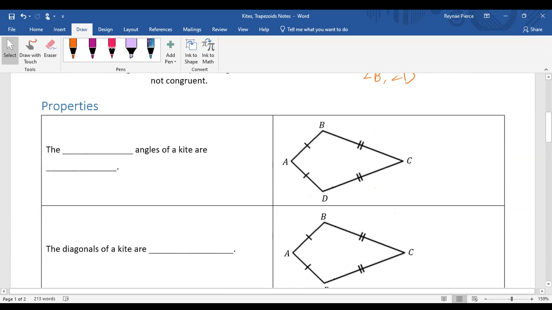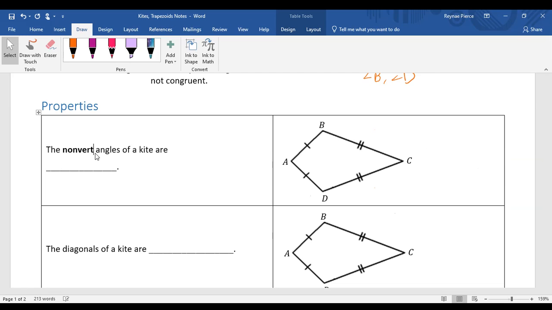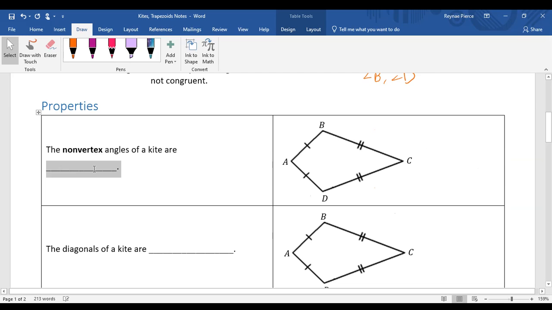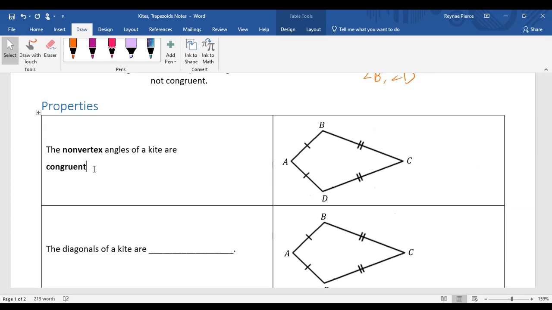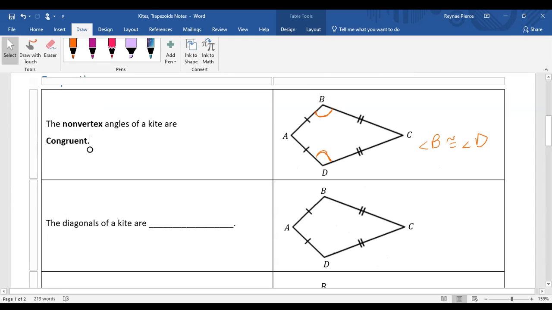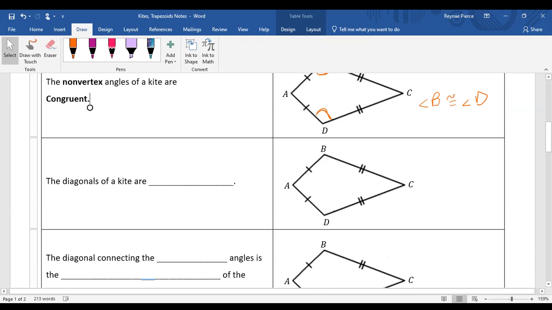Now we're going to start talking about the properties. The non-vertex angles of a kite are congruent. So we've got that same picture from above. Angle B is congruent to angle D. Those are our non-vertex angles. And remember, congruent means that they have the same measure.